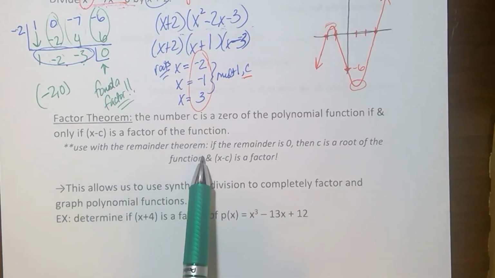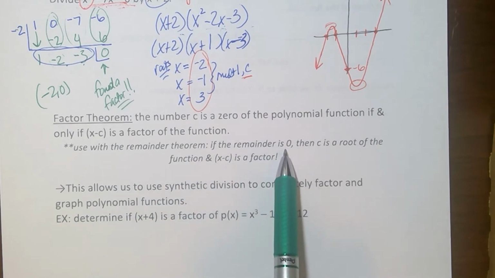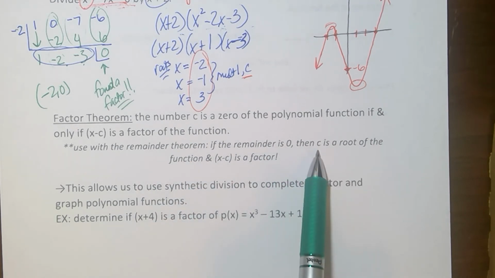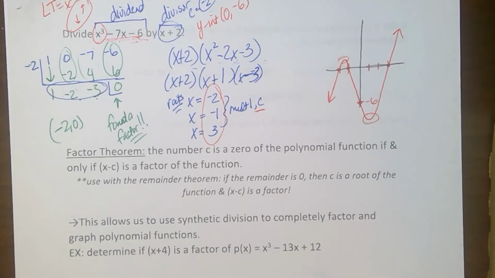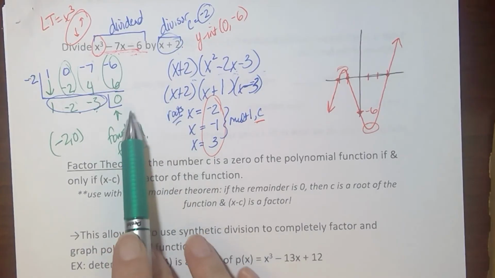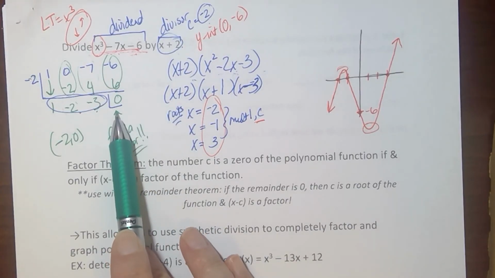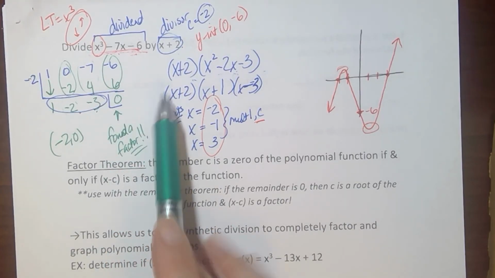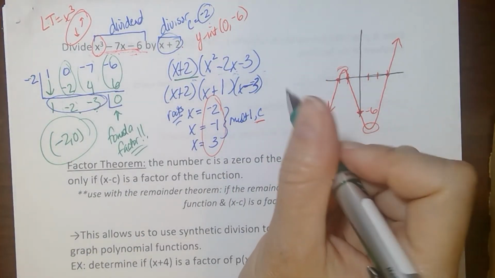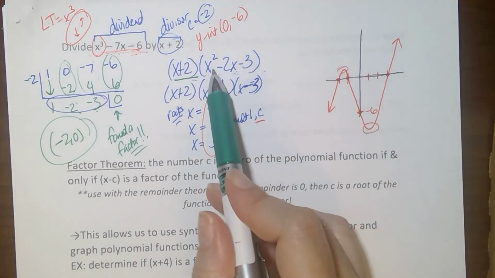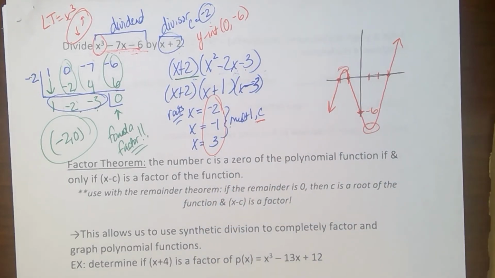When I use this in conjunction with the remainder theorem, I get that if the remainder is 0, then c is a root of the function, and x minus c is a factor. That's what we just did here. We said, oh look, we've got a remainder of 0. That means this is a factor, x plus c is a factor. This point is a 0 of the function, and I can finish factoring and graph.